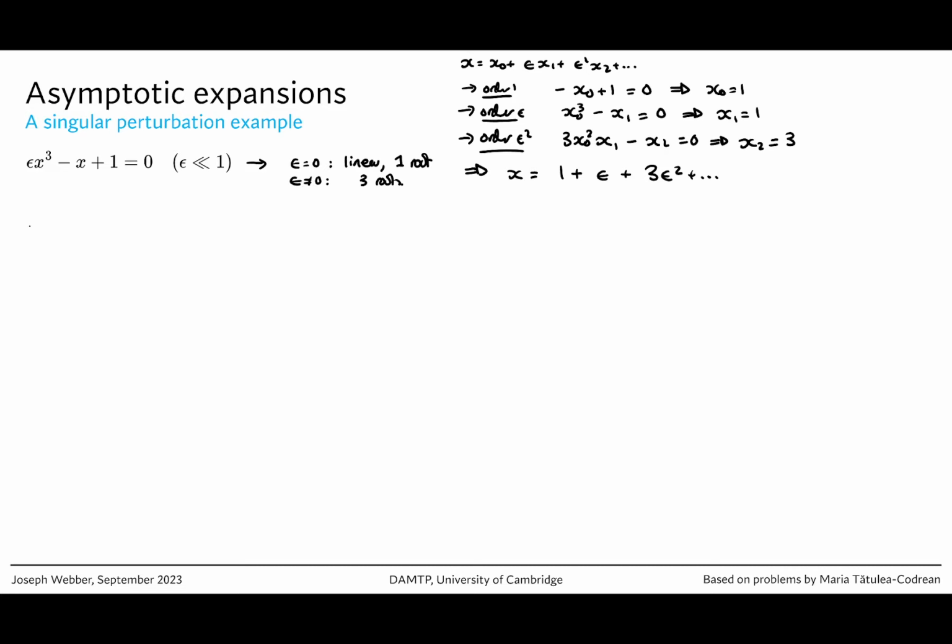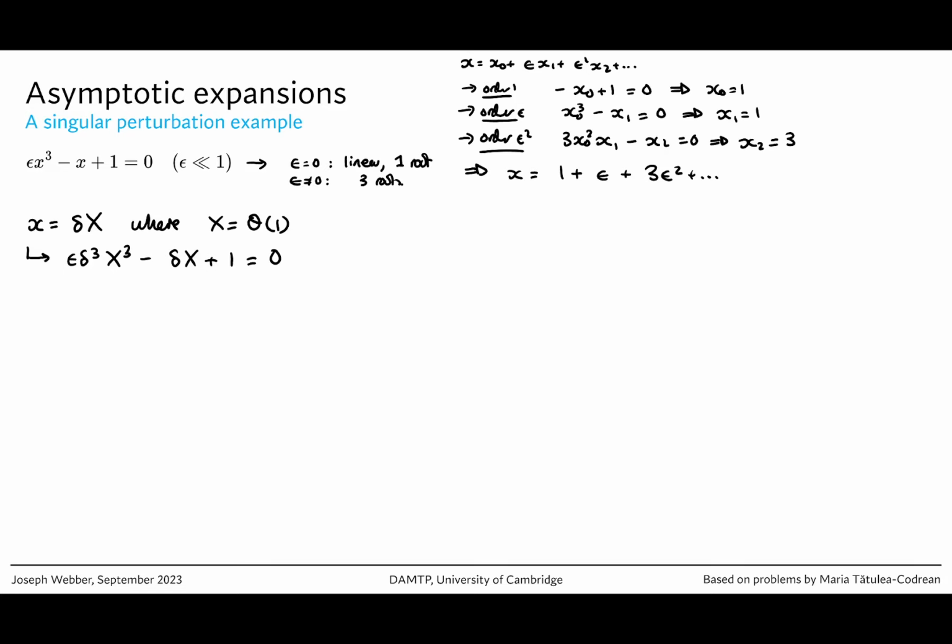And the way we do that is we assume that x is equal to delta, and we'll find out what delta is later, times some capital X, where capital X is an order 1 quantity. So if we substitute this into the equation here, we have epsilon delta cubed X cubed minus delta X plus 1 equals 0. And we want to find the dominant balance. So what are the two terms that balance in this equation dominantly?